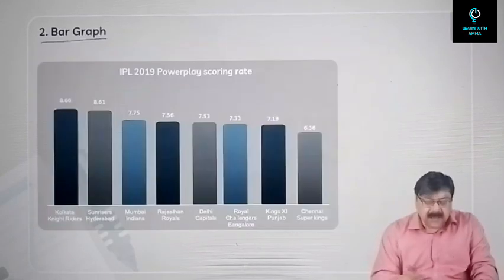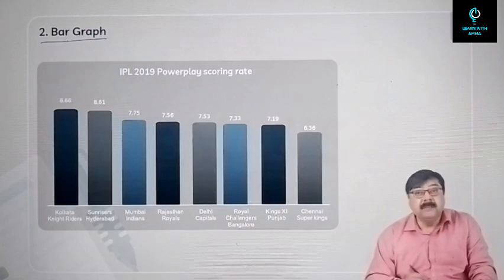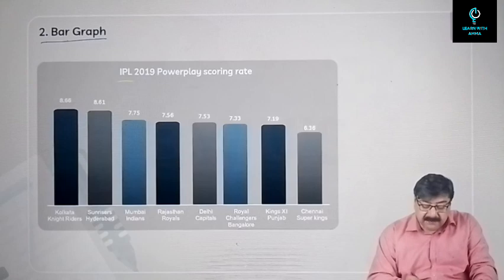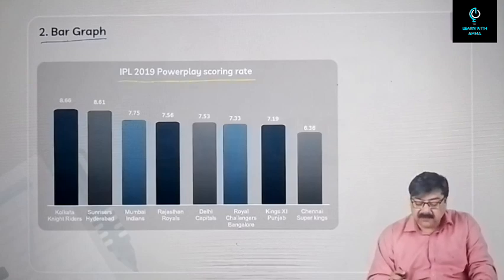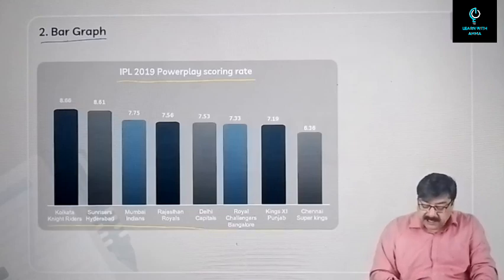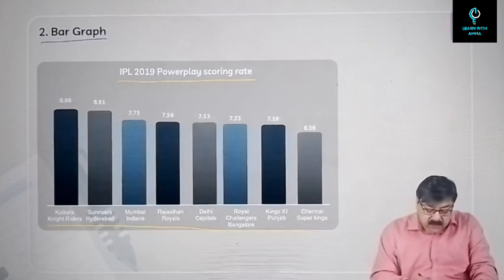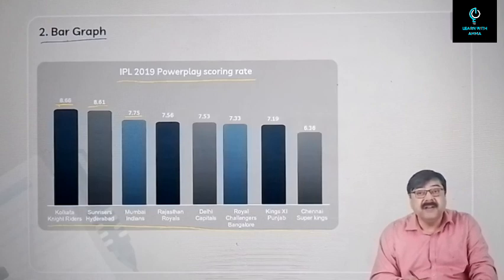which you have to answer. Bar graph. Now these histograms that you see here are basically the bars. Now, once again, IPL 2019 power play scoring rate. Now, this is a bar graph representing the scoring rate, and these are the names of the teams here: Kolkata Knight Riders, Sunrisers Hyderabad, and so on. And these are the scoring rates: 8.66, 8.61, 7.75.